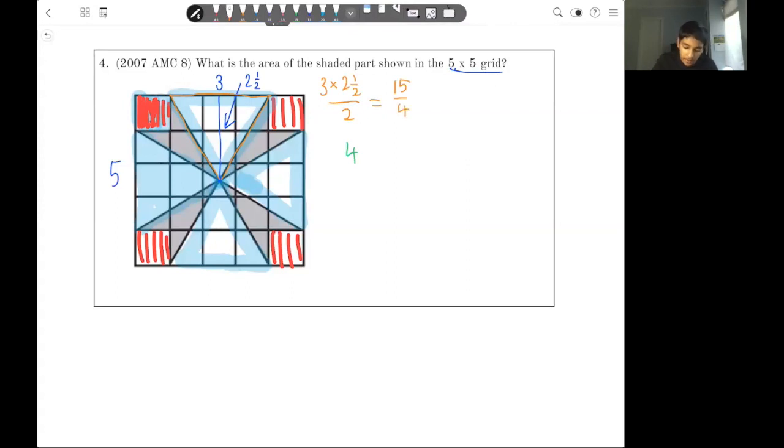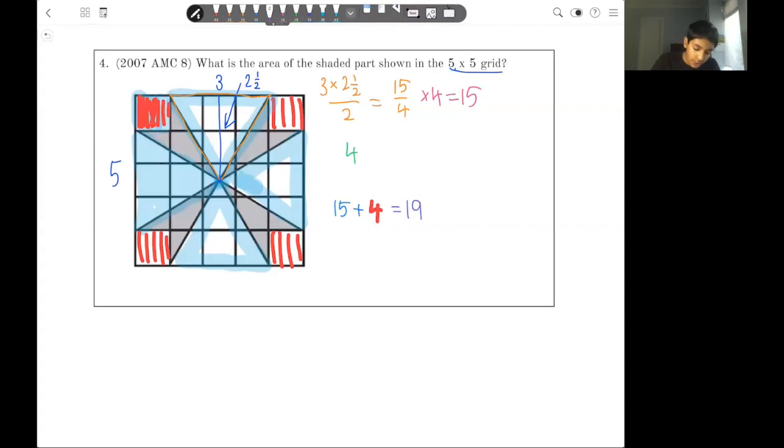And then, since we know that each of the triangles has an area of 15/4, the area of all 4 triangles is just 15/4 times 4, which is 15, because there are 4 of the triangles. So what is the total area of the blue and the red region? The blue regions have an area of 15, right? Each of the triangles has the area of 15/4. The red regions have an area of 4. So total, they have an area of 19, the parts that we don't want.